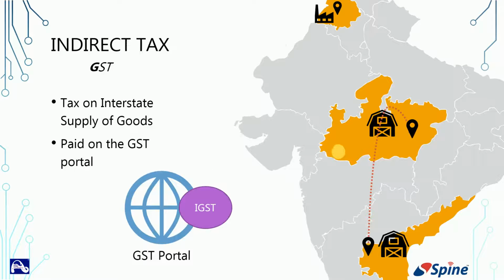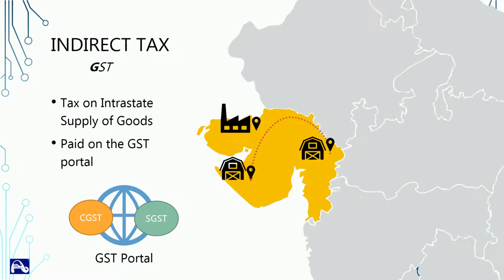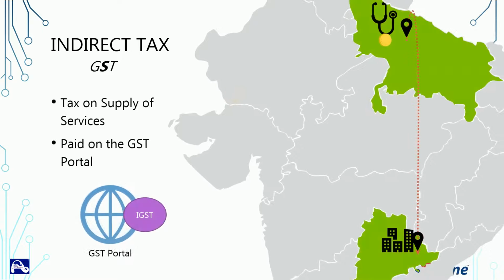Let's look at the new definitions of GST. First, let's discuss interstate supply of goods. Whenever we have interstate supply, like from MP to AP in this case, we would pay IGST. This IGST is paid on the GST portal. Now, for an intrastate supply, or a supply within Gujarat, the tax is paid in 2 heads, CGST and SGST, on the GST portal.